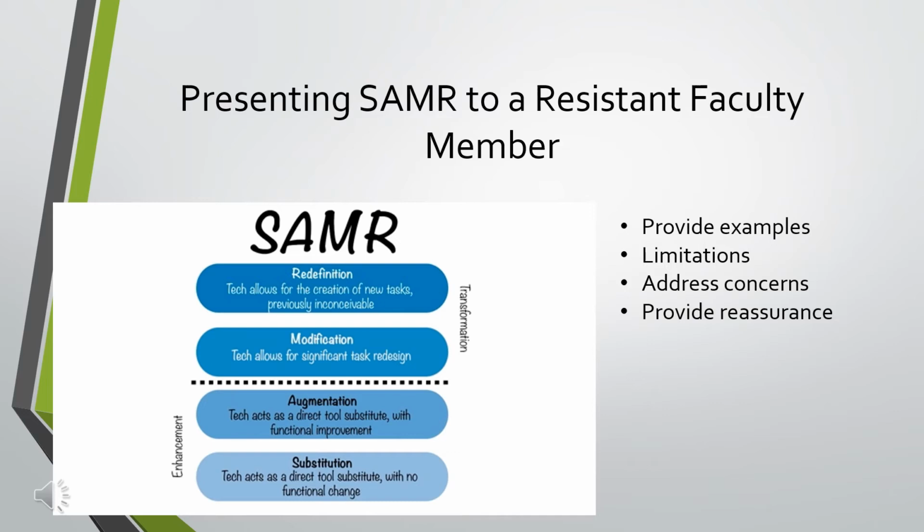Starting with the enhancement stages of substitution and augmentation, these act as direct tool substitutes with no functional change, or limited functional change in the augmentation phase. Modification allows for tech to increase significantly for task redesign, and redefinition, which tech allows for the creation of new tasks previously inconceivable. So it's important to go over this and really instill in the educator's mind that the purpose of it is to help education. And while there may be limitations to this model, it really is meant to help with student learners' educations.